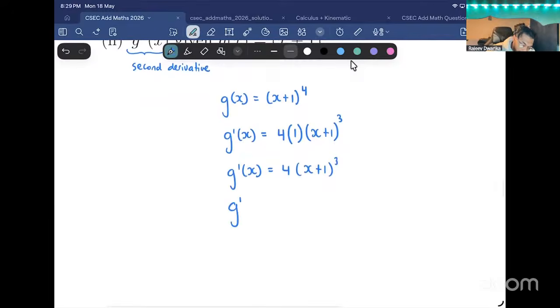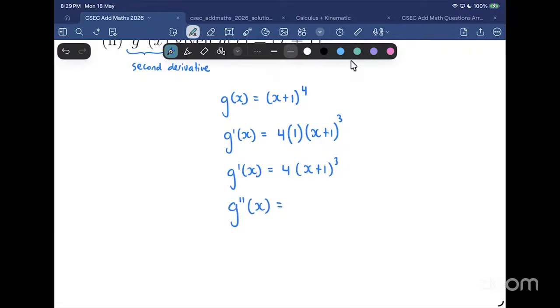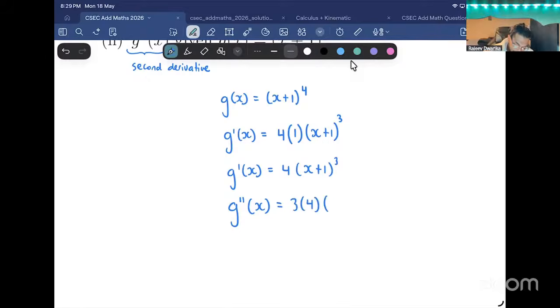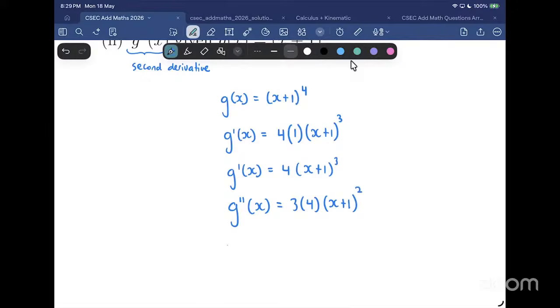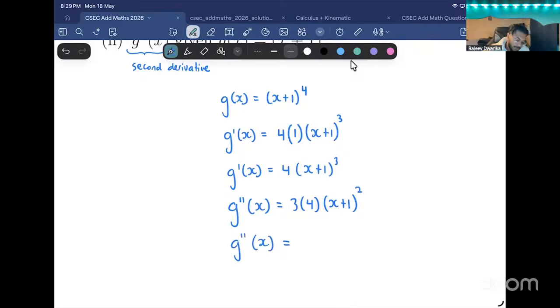Let's find the second derivative now, and I assure you it's the same procedure. So you tell me what to do. Okay, so it'll be 12x. No, wait, sorry. 12 times x plus 1 to the power 2. And then we take away 1 from the power. So 3 minus 1 is? 2. Right. So 3 by 4 is? 12.